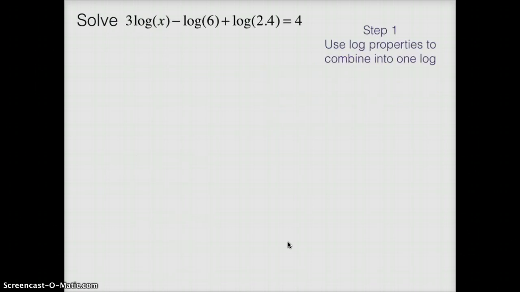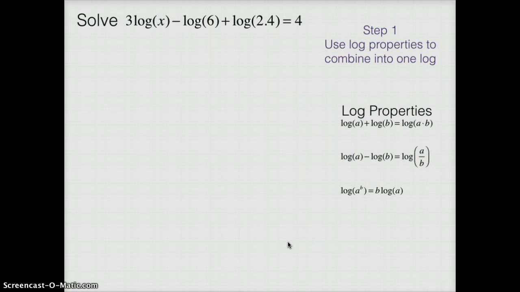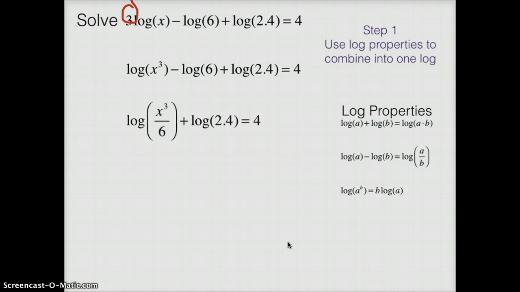This problem is going to pull together all of the skills that we've learned so far. The first thing we're going to do is combine these 3 logs into 1 log. So we need to use all 3 of the properties we have. First thing you're going to do is deal with this 3. That 3 becomes the exponent of x. Then you're going to use your division property, because we have a minus sign, and whenever we have a minus sign, we divide. And then the next thing we're going to use is the multiplication property, the addition property.